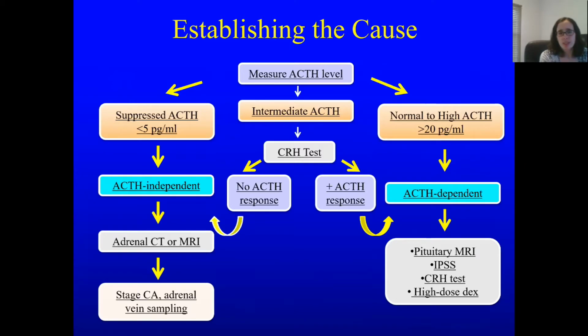The intermediate ACTH, there's a worldwide shortage of CRH, so we would do this test to determine whether it's pituitary or adrenal. I would say because there's a shortage of CRH and you can't get it anywhere, you're never going to see this. I would not worry about it.